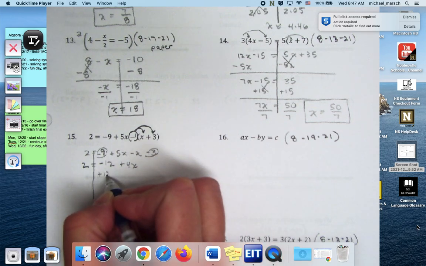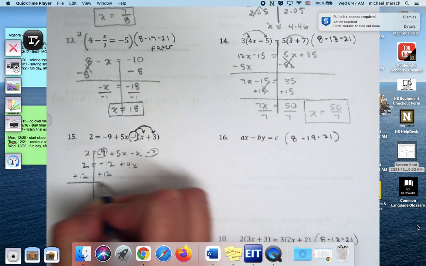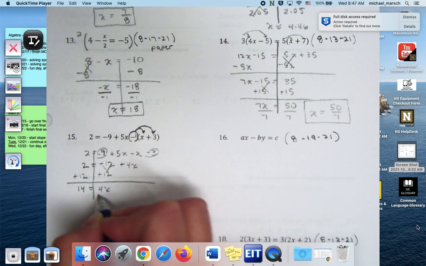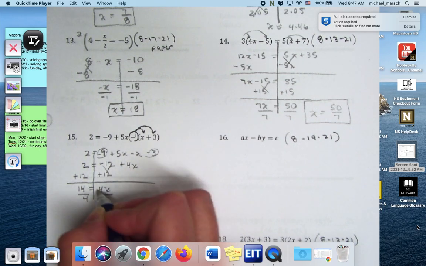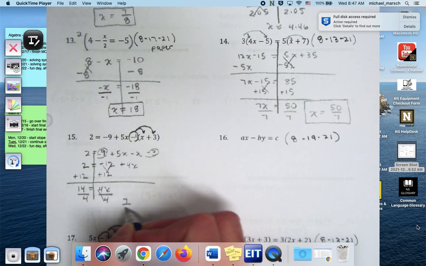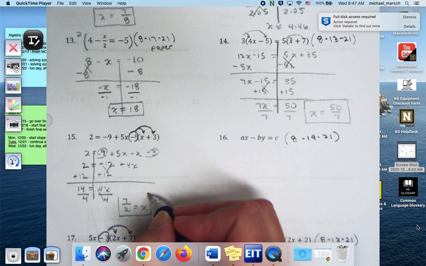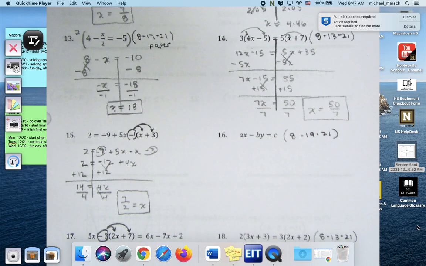I'm going to add 12 to both sides. 14 equals 4x. Divide by 4. I get 7 over 2 equals x when I simplify. And notice it's still written as a fraction.